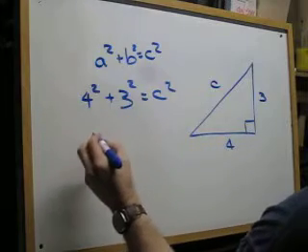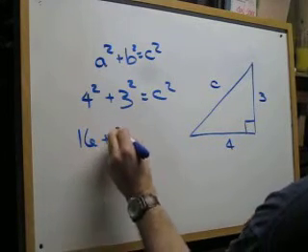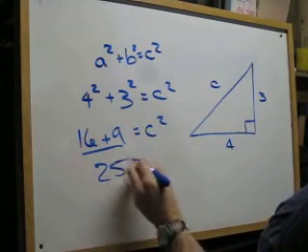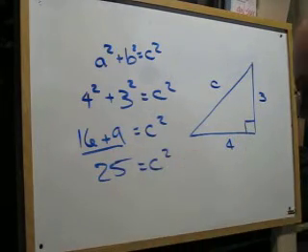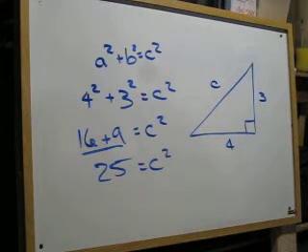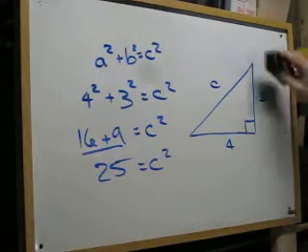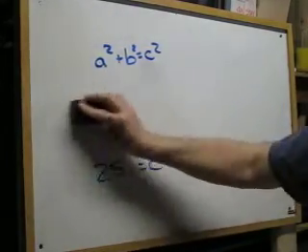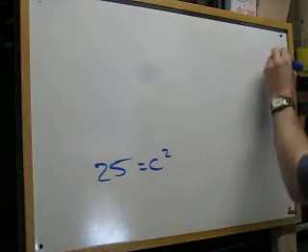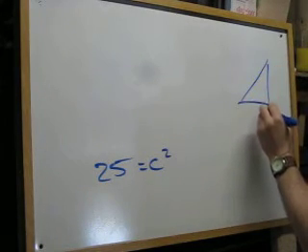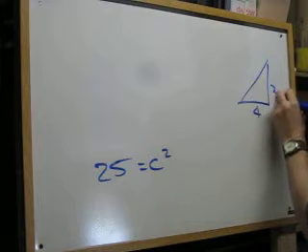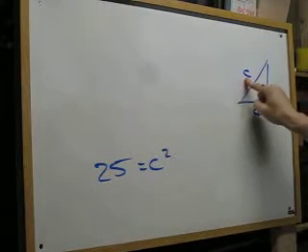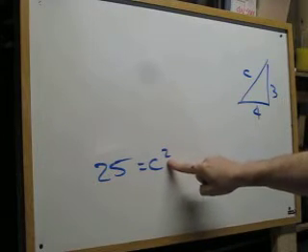Alright, so this is actually 16 plus 9 equals C squared. And when we add these, we get 25 equals C squared. Alright, that doesn't really help us a whole lot. 25 equals C squared. Because we're looking for C. We're looking for the length of this hypotenuse. So we're given that. We're looking for that. C squared is not the length of that. C is the length of that. So we've got to get rid of that C squared.